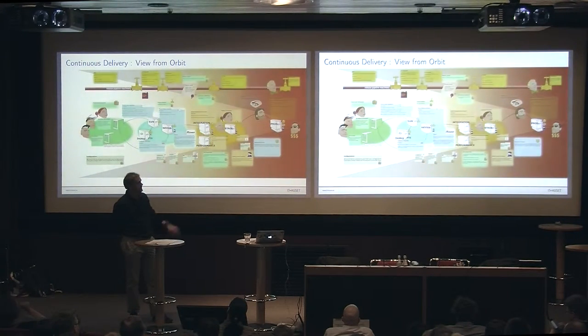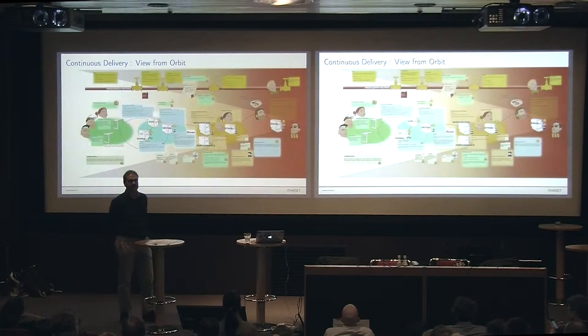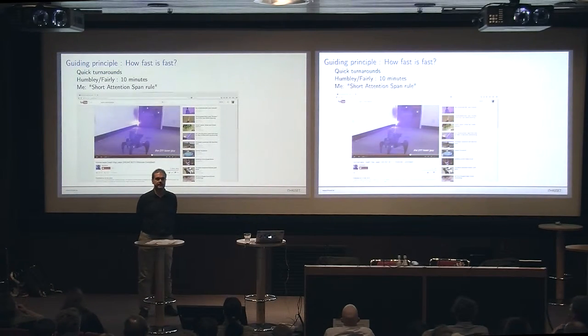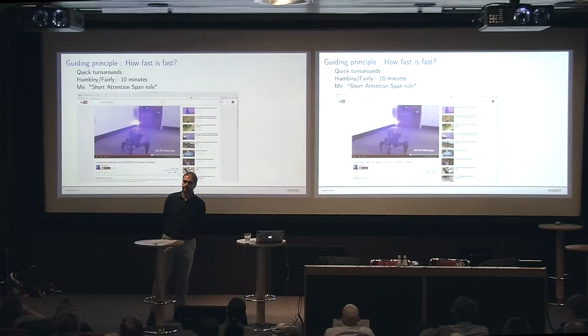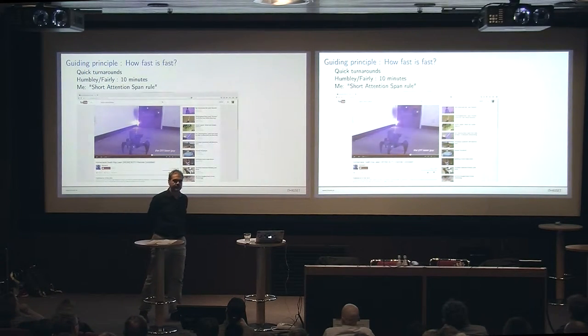And obviously it's important that he gets his hand on our code as fast as possible so he can give us the money, so to speak. So that's why this needs to be fast. And how fast is fast? According to the Humble Farley continuous delivery book, it's, well, depending on the cycle, but 10 minutes, something. And in my experience, I have another name for this, and it's called the short attention span rule. So if something is so slow or boring that we start having YouTube movies of robots shooting down balloons on our screen, then it's too slow.